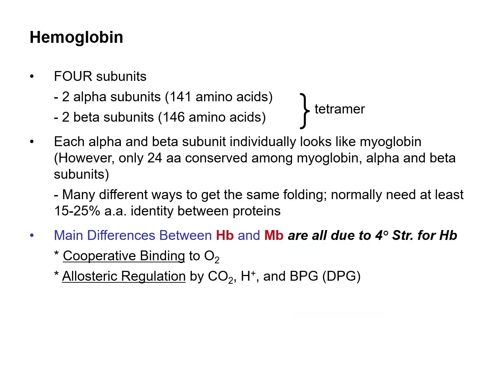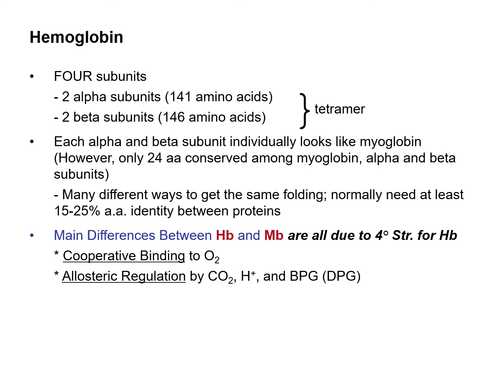So far we talked about the myoglobin. Now let's talk about the hemoglobin, which has four subunits, two alpha and two beta subunits. They are similar in size, 140-ish, and they form tetramers. And each alpha and beta subunit individually looks like a myoglobin, but when you actually look at their sequences, only 24 amino acids are conserved among myoglobin and the alpha and beta subunits of the hemoglobin.